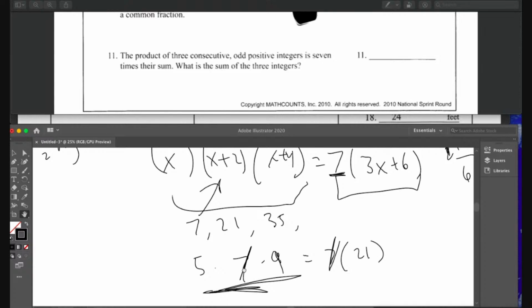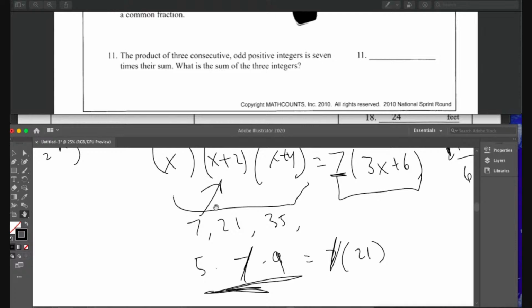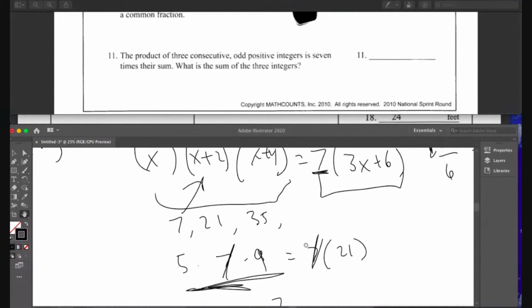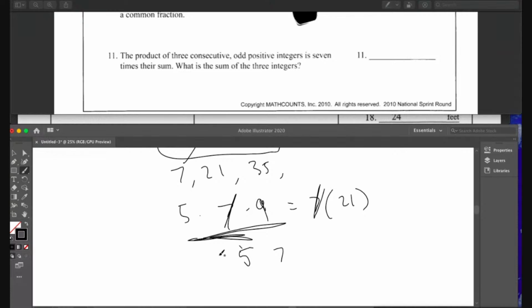If we need to decrease x, but one of them still has to include a factor of 7, then the only case we can possibly have is 7 on this largest number. So then we have 3, 5, 7, and because this is our only case, this has to work. But we can also test it. We're looking for 3 times 5 times 7 equal to 7 times their sum, which is 15.